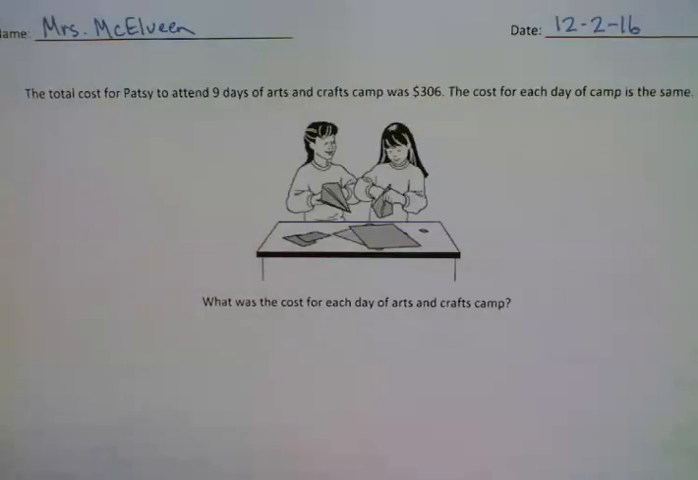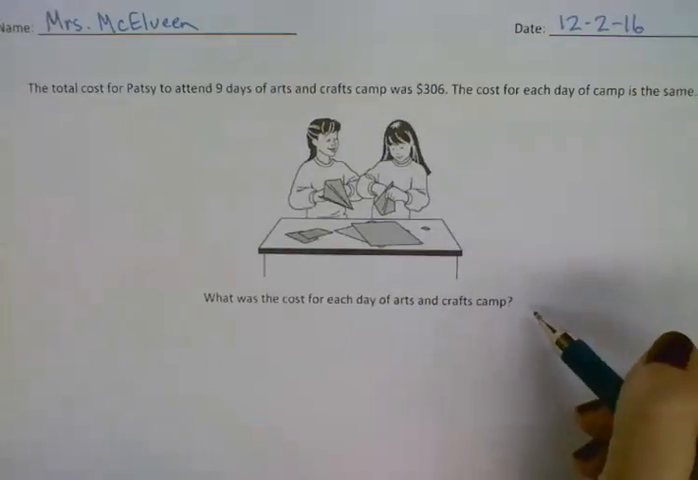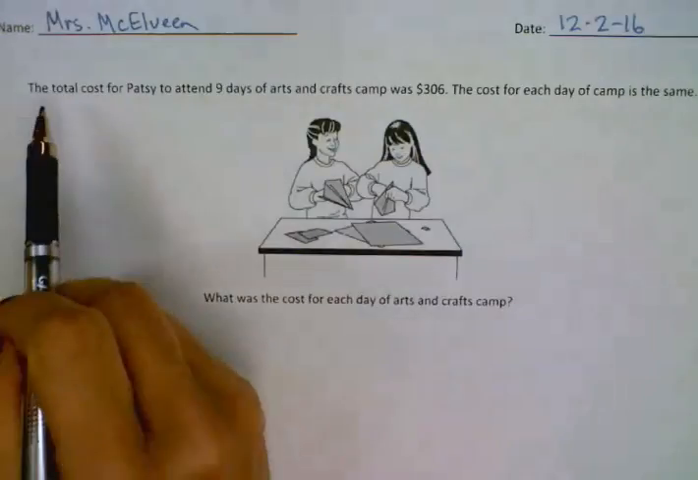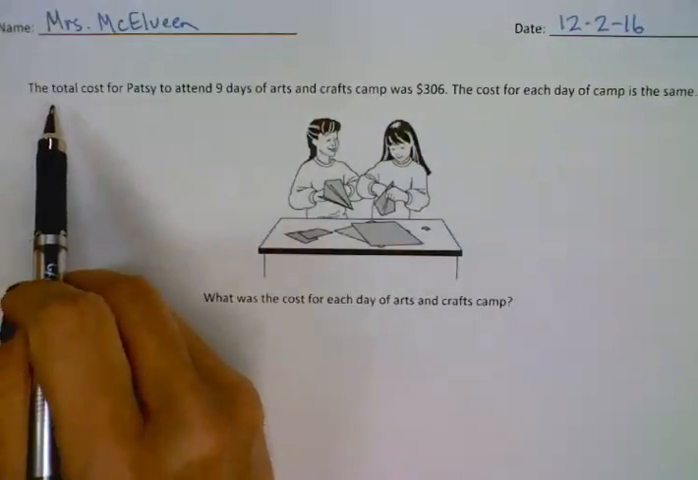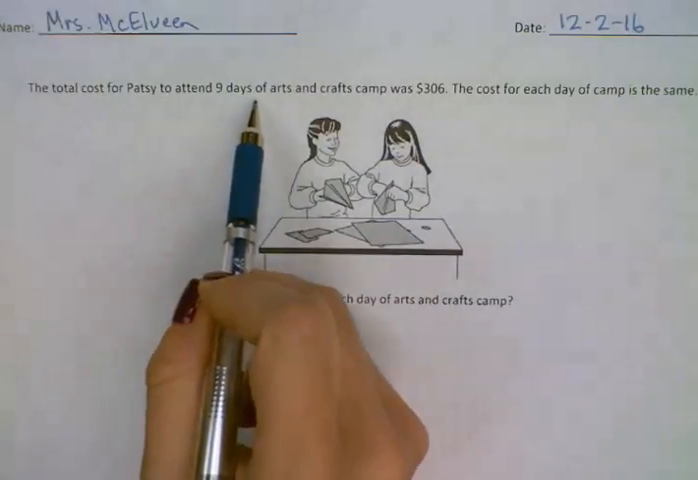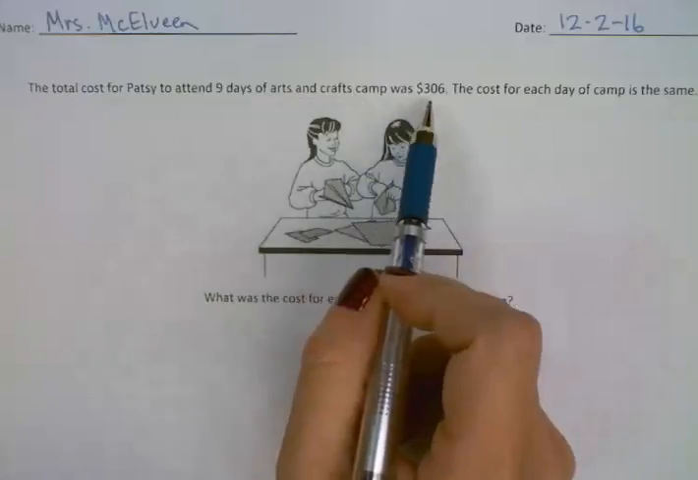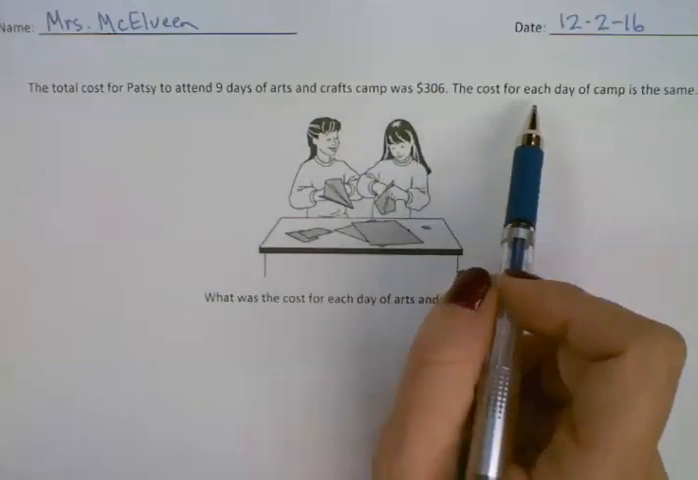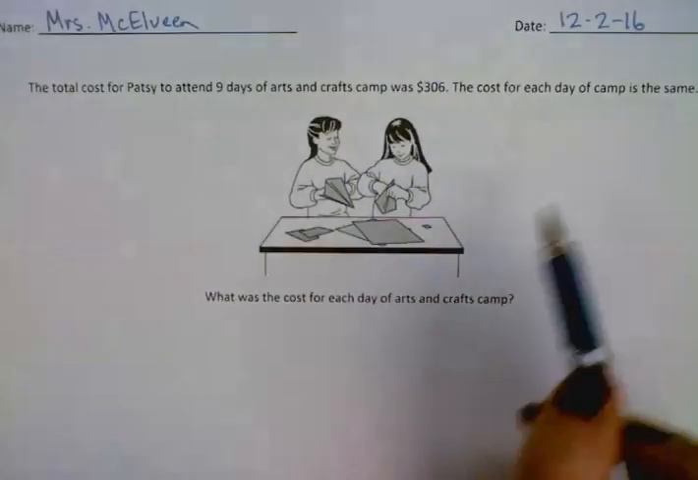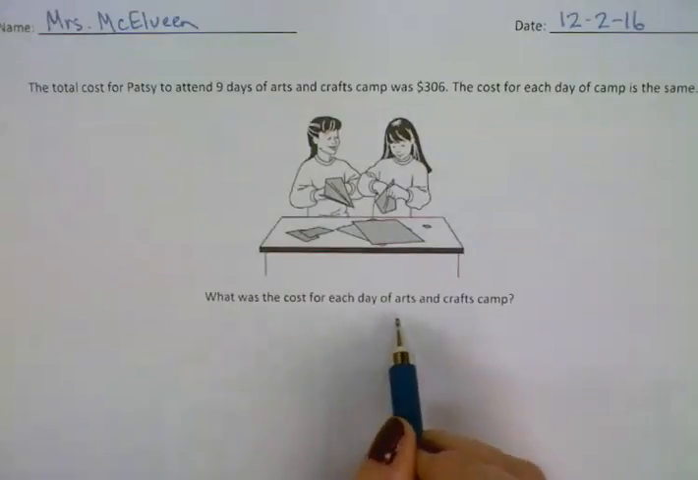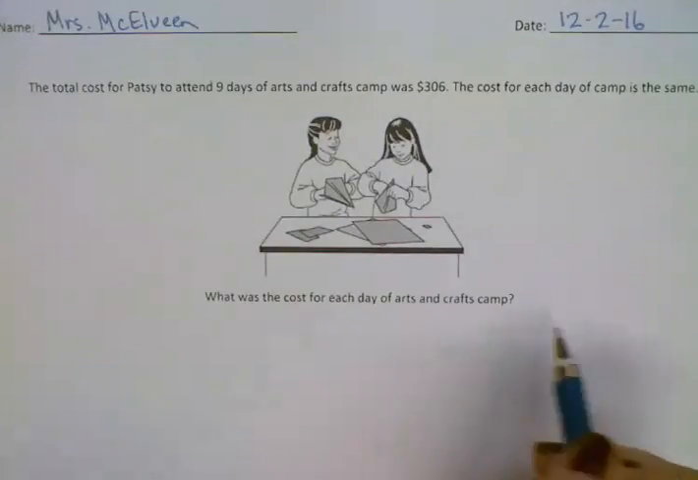The total cost for Patsy to attend 9 days of arts and crafts camp was $306. The cost for each day of camp is the same. What was the cost for each day of the arts and crafts camp? I'm going to read it again. The total cost for Patsy to attend 9 days of arts and crafts camp was $306. The cost for each day of camp is the same. What was the cost for each day of arts and crafts camp?